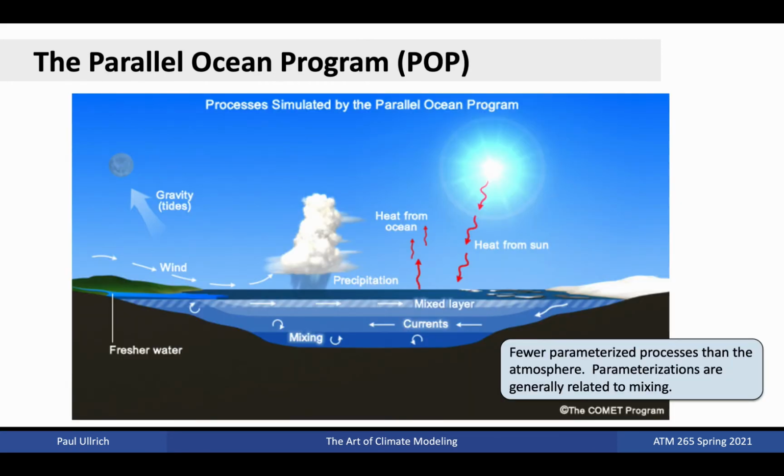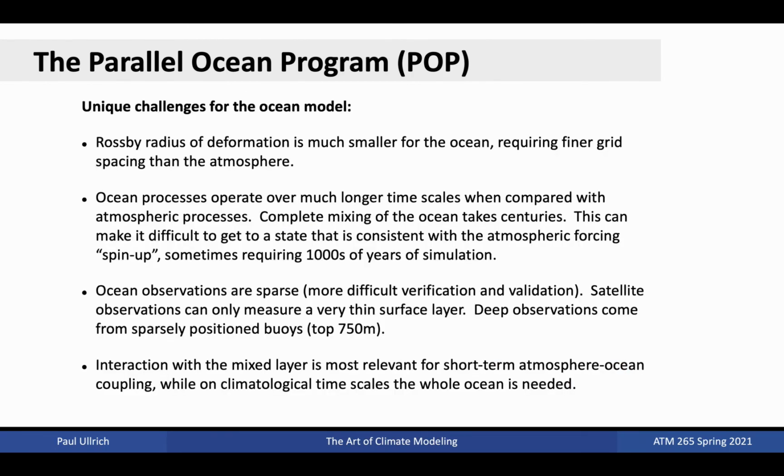In the Parallel Ocean Program, bulk transport is resolved, but mixing by ocean eddies and mixing across isopycnals is parameterized. The ocean model needs to capture tidal activity, fluxes of moisture and salt, and radiative heating at the top of the model. There are a number of unique challenges in ocean modeling that developers need to be aware of. For one, the Rossby radius of deformation, which determines the scale of eddies in the fluid, is much smaller in the ocean than for the atmosphere. This means that resolution of these processes requires finer grid spacing in the ocean than in the atmosphere.